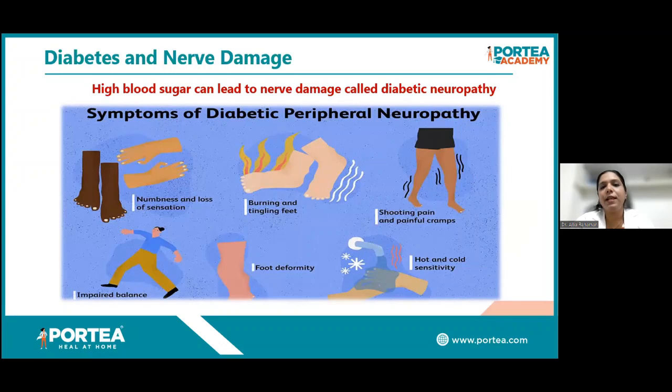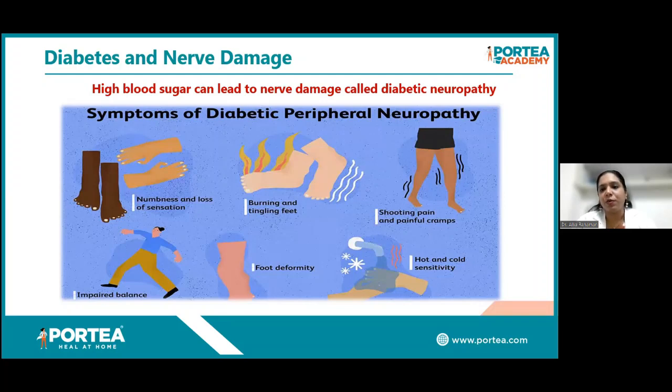High blood sugar will lead to nerve damage, which is called diabetic neuropathy. Every diabetic patient above 55 years, for me, has come with one or the other complaint: doctor, I'm feeling numbness or a tingling sensation below my foot while sleeping, or while walking I get imbalance, or I get cramps in my legs, the calf muscle specifically, because of which I'm not able to sleep at night, or extremity of hot and cold. They cannot tolerate cold weather properly.